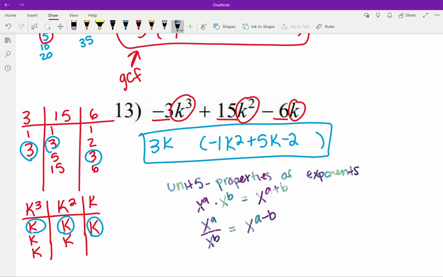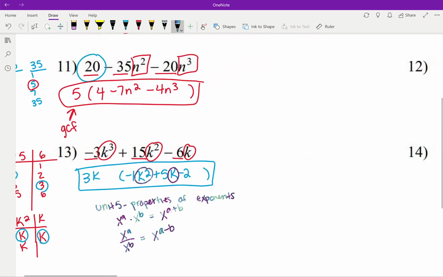So we're using this, and that's how I found my variables right here. That's how I found the exponent for each one. Okay, let's look at example 3.